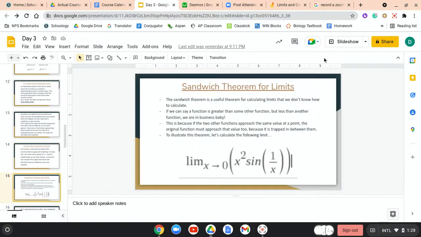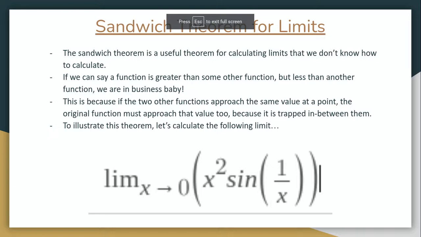And I'll go back to the slide and I'll explain the general premise of the Sandwich Theorem. Basically, it says if we can say a function is greater than some other function but less than another function, we're in business, because if the two other functions approach the same value, then the original function must also approach that value too because it's trapped in between them. And I just illustrated an example of that process with this limit.